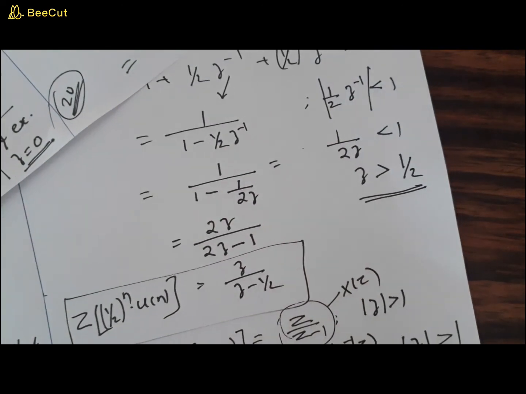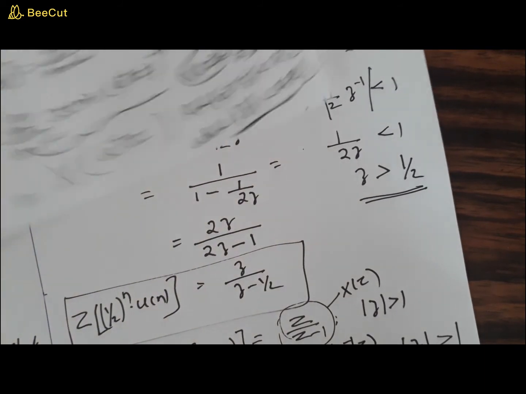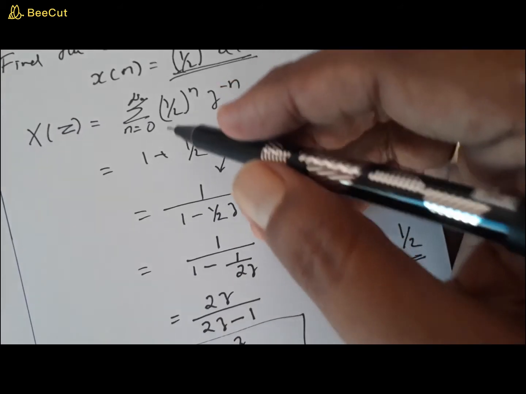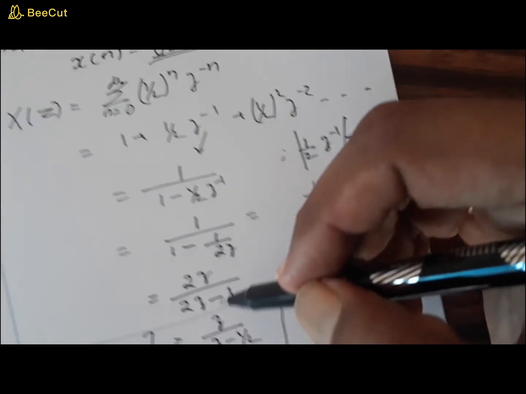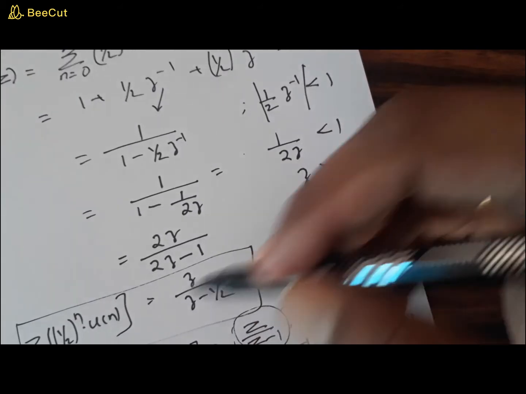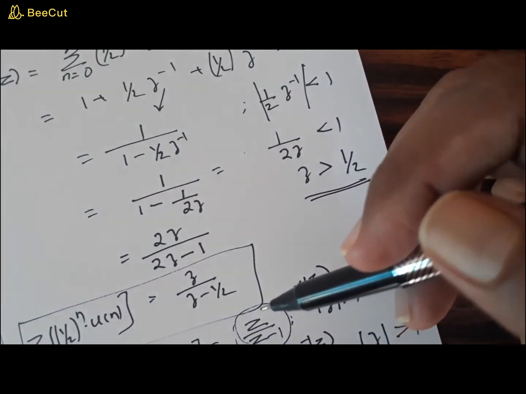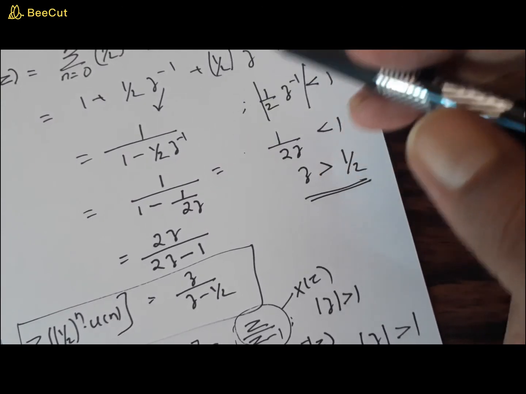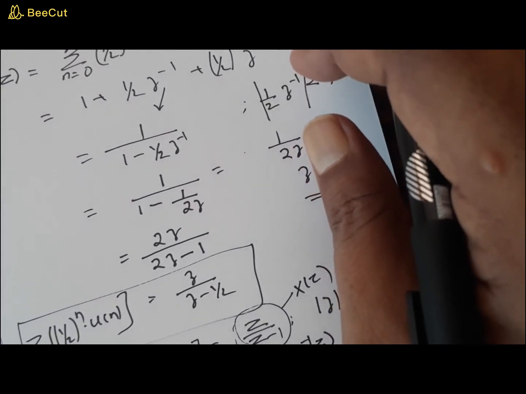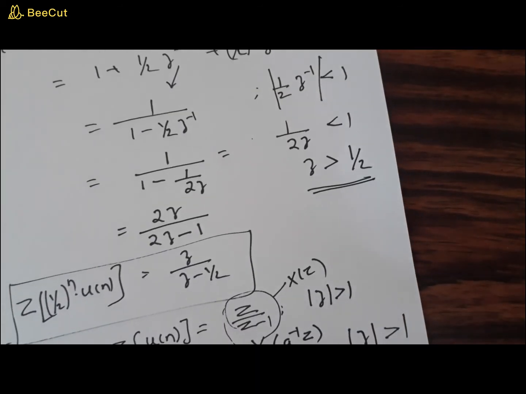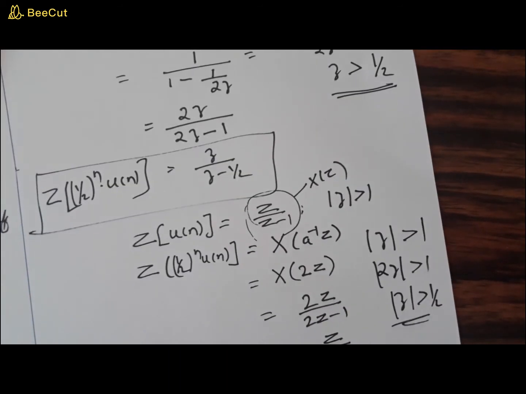So this is the power of this property. If you know the property and some basic standard results, you don't have to go through these steps to arrive at the expression. If you know the basic z transform, you can simply apply the properties if you are very much aware of that. That's the power, and that's the speciality of properties of any transforms.